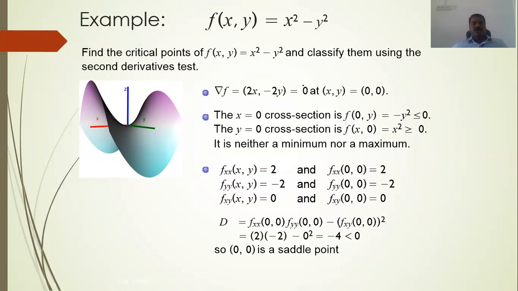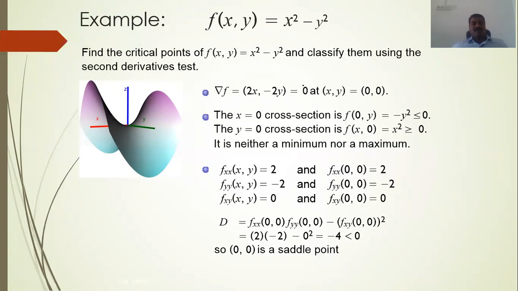Now we need to check what is the nature of that critical point. Does that produce a maxima or minima or none? Let's see. Okay, so get the discriminant, the Hessian. The second derivatives: fxx is 2, and fxx at (0, 0) is again 2. fxy equal to 0, and at (0, 0) is 0. fyy is minus 2, and at (0, 0) equal to minus 2. The discriminant is fxx times fyy minus fxy whole squared. That is 2 times minus 2 minus 0 squared, equal to minus 4, which is less than 0.